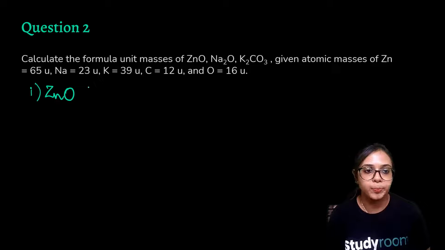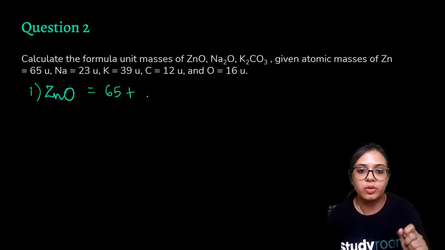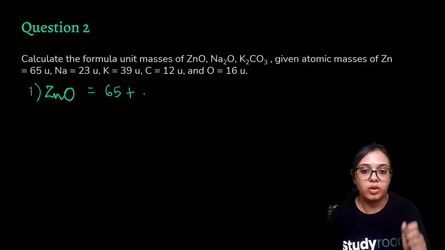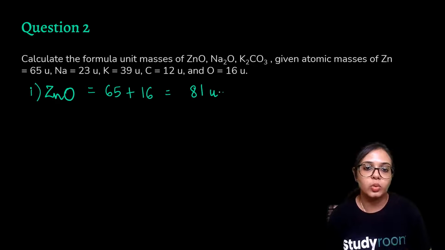Zinc oxide, we have the atomic mass unit of zinc as 65. Since there is only 1 atom, we need not multiply it with anything. There is only 1 atom of oxygen, and we have 16 as the atomic mass unit. So 65 plus 16, that is 81U, is the formula unit mass of your zinc oxide.